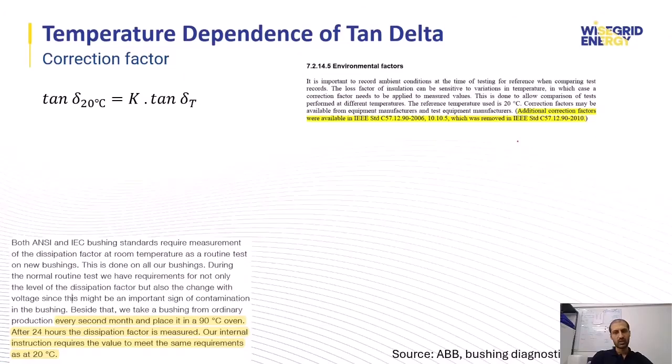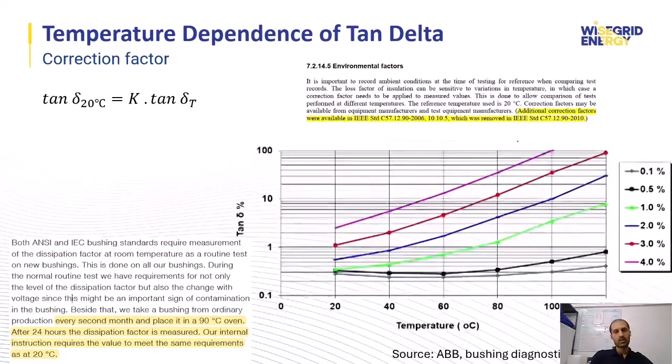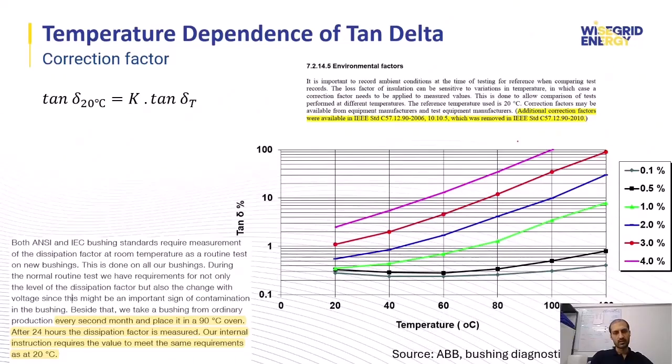again at 20 degrees. They've said that if the insulation is healthy, the difference between these two values should be minimal. So why? Please take a look at these graphs. Tan delta in OIP bushings is highly temperature dependent, and ABB has published a graph showing the tan delta versus temperature for different moisture levels inside the insulation.